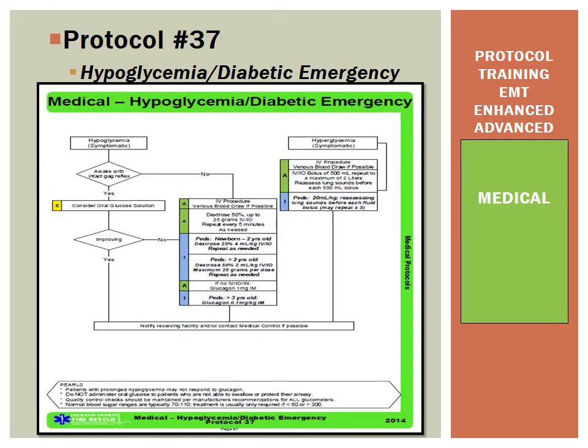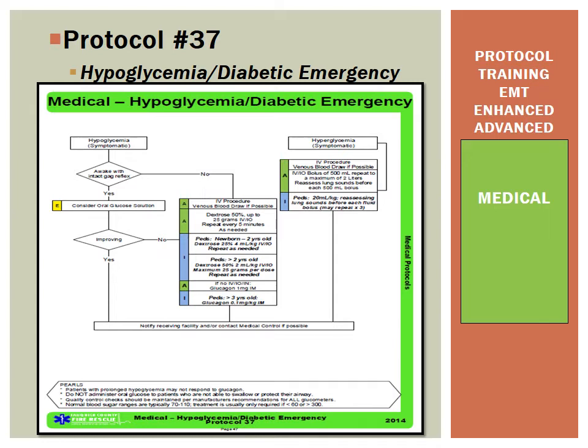Okay, Protocol 37 is your hypoglycemia diabetic emergency protocol. And no real change from your current protocols in terms of treatment. Our EMTs will have the option of oral glucose if indicated, if the patient is awake with an intact gag reflex. Our advanced providers may establish IV and treat with dextrose 50% up to 25 grams IV or IO as needed, may repeat in 5 minutes. And of course, if there's no IV, our advanced providers can administer glucagon IM.